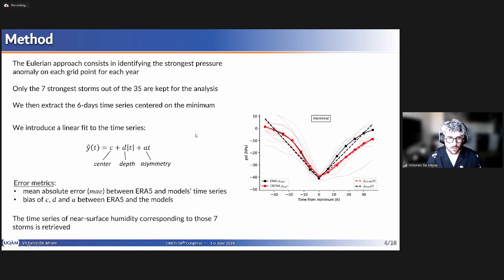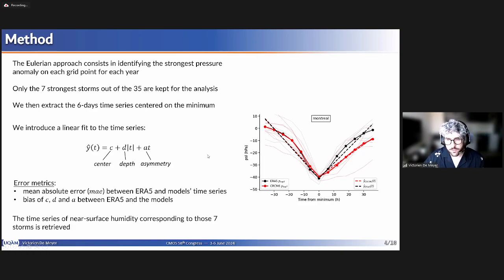We use several error metrics. In this presentation, I'll use 2: the mean absolute error, or MAE, between ERA5 and the model's time series. It's pretty much only the absolute gap between the black and the red curves across the time series. And I'm also going to use the bias of the 3 parameters between ERA5 and the models.